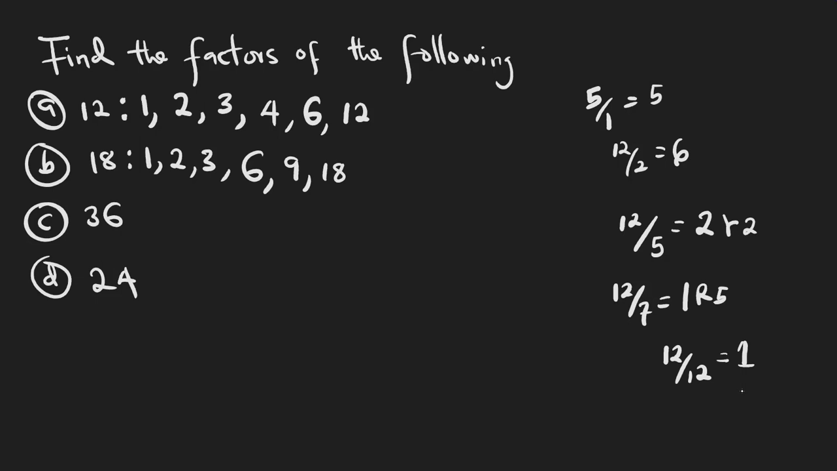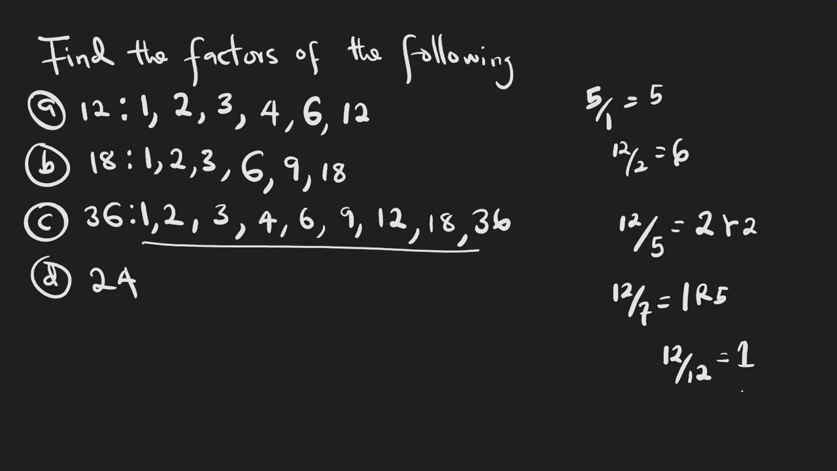The next number is 36. Of course, 1 is a general factor. Then 2, because 36 divided by 2 is 18. Then 3 can go because 36 divided by 3 is 12. Then we have 4, 6, 9, 12, 18, and 36. These are all the factors of 36. That means 36 can divide by all these numbers without any remainder.